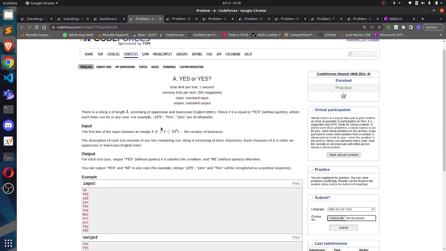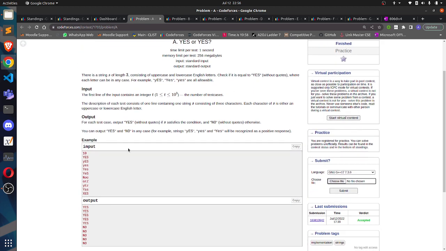In the first problem, the question given is there is a string of length 3 consisting of uppercase and lowercase letters. Check if it is equal to yes, where each letter can mean any case. So the problem given to us is that we have a 3-letter word and we have to just confirm whether it is yes or no, and the case doesn't matter, whether the characters present are in uppercase or lowercase. So what we can do is simply convert it into either lowercase or uppercase and check with yes.